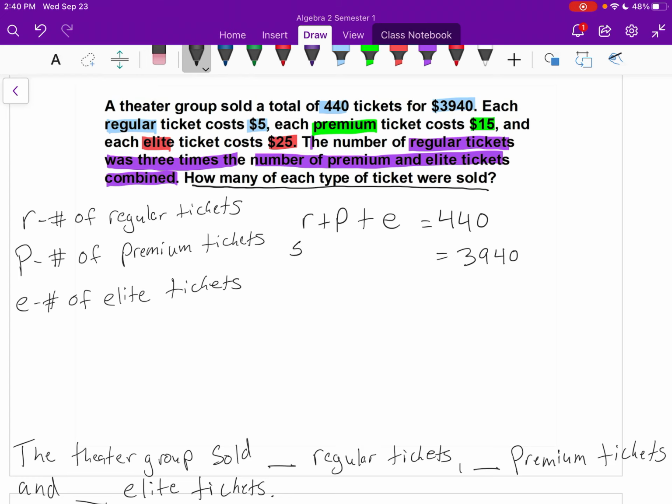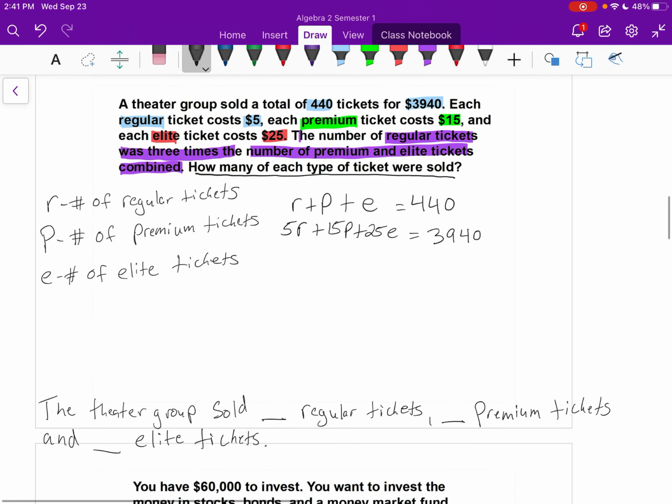So right there, 5 times, and we said R is the number of regular tickets. We don't know how many they sold, so we represent it with that variable. So 5R, that's how much money they make with regular tickets. They're making $15 with the premium tickets, and then $25 with the elite. Okay, so combining all 3 of the types of tickets gives us the total money they made for the whole theater.